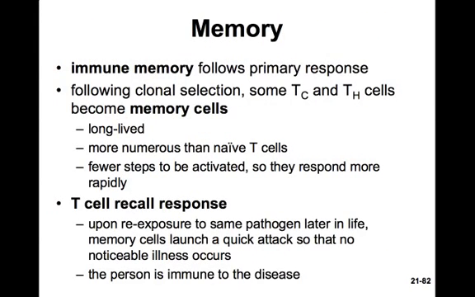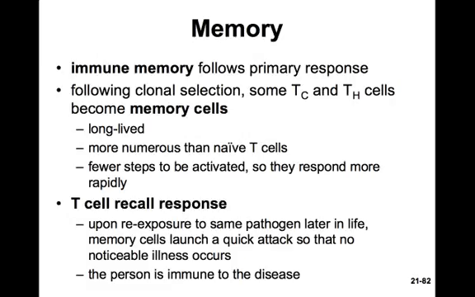So now, what goes on with memory? Following the clonal selection, we'll see that some cytotoxic T cells and some T helper cells become memory cells. Memory cells are very long-lived, and they're more numerous than even naive T cells. It takes fewer steps to activate them, so they're able to respond much more rapidly. Upon re-exposure to the same pathogen later in life, the memory cells will launch a very quick attack so that no noticeable illness occurs. Thus, the person is now immune to the disease. This is called the T cell recall response.